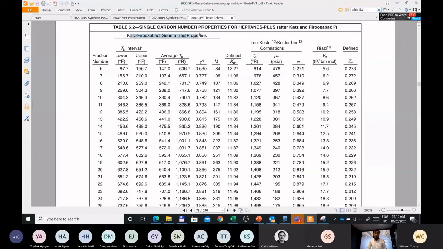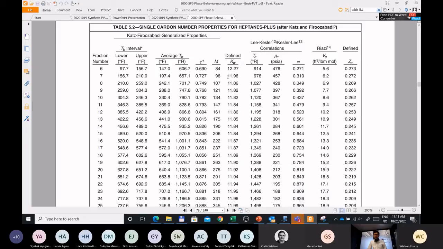So those are the Katz-Firoozabadi generalized properties: molecular weight, average molecular weight, and densities for individual carbon numbers. And these are the numbers PVT labs generally use internally, and they're reported in the PVT report. The data that was used to come up with these numbers was mainly paraffinic fluids, with Watson characterization factors close to 12 or something.